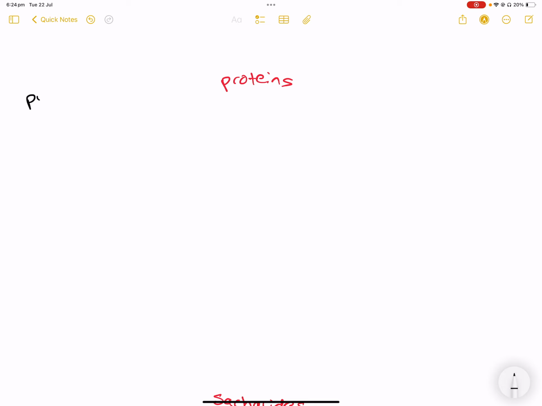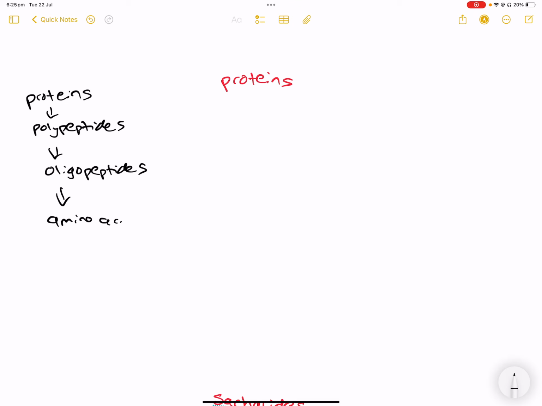Let's do proteins. So there's proteins, there's polypeptides, there's peptides, sorry, there's oligopeptides, and there's amino acids. Okay, so ultimately what I'm saying here is we want to get proteins to amino acids.